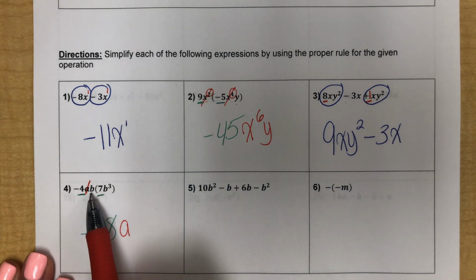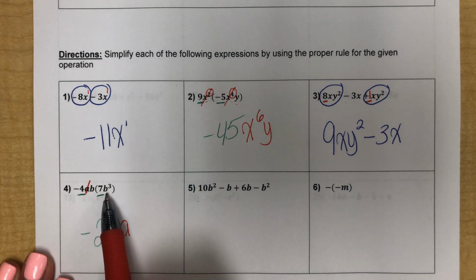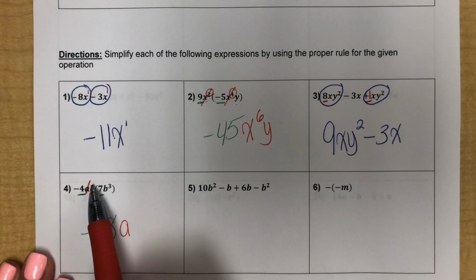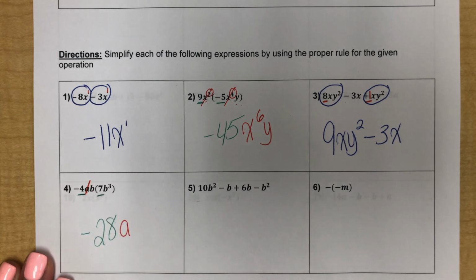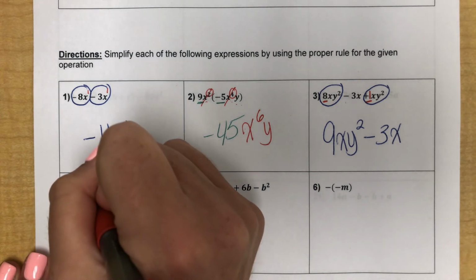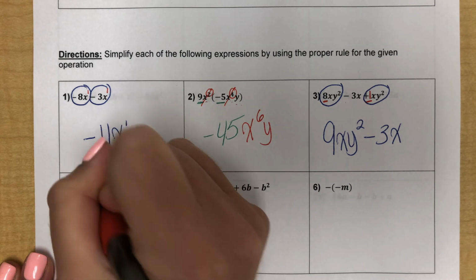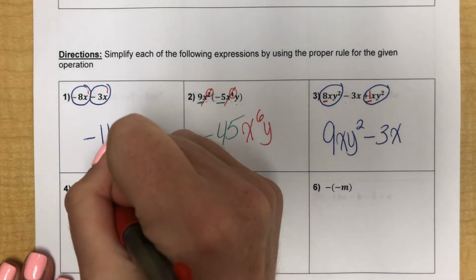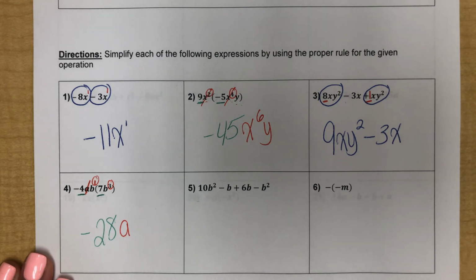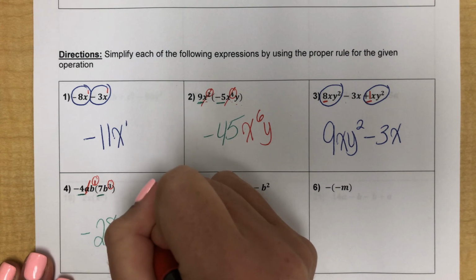I have a b in the first term, a b in the second term, so I will go ahead and add those exponents on my variables b. The exponent on this b is an invisible 1. The exponent here is a 3. So when I multiply b to the first and b to the third, that gives me b to the 4th power.